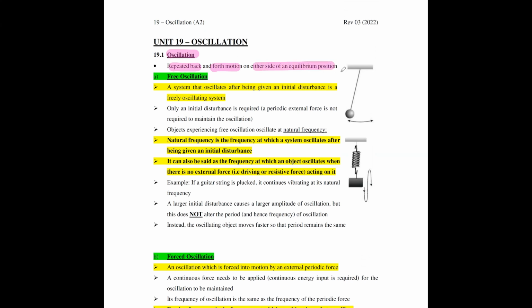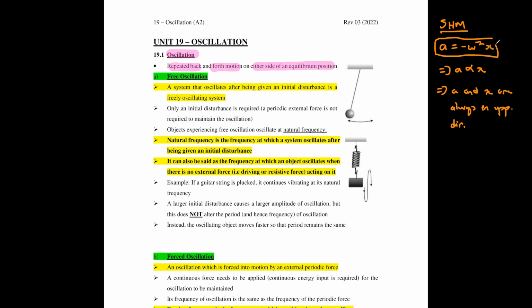Okay, then subsequently, I mentioned to you that when it comes to oscillation, there is a very special kind of oscillation called simple harmonic motion, defined by a equals negative omega squared x, where I say to you that a is always directly proportional to x, and a and x are always in opposite directions. This is what I went through with you for simple harmonic motion. Simple harmonic motion is oscillation, but a very specific kind, which must follow these two criteria.